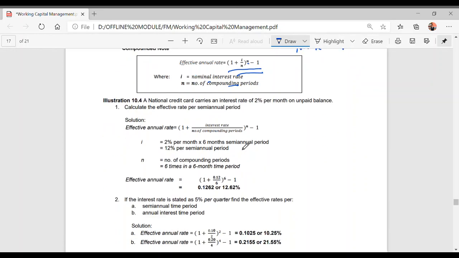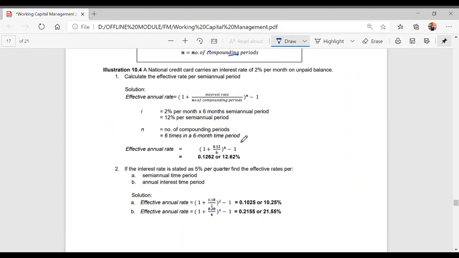So as an example here, we have a national credit card carries an interest rate of 2% per month on unpaid balance. So again, that's 2% that is for 1 month. The question here is calculate the effective rate per semi-annual period. And remember, what is a semi-annual period? So a semi-annual period has 6 months. Okay?